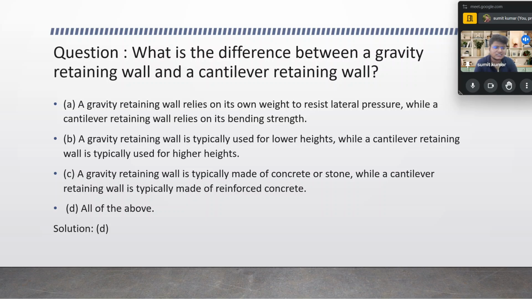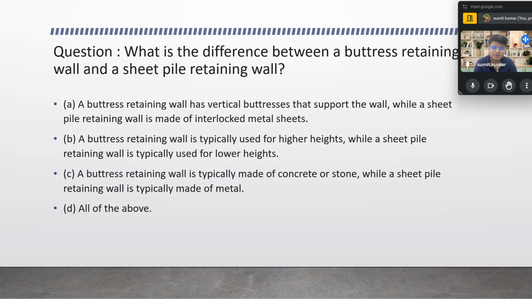So you can get the three points about gravity and cantilever retaining walls from here. Now we have the next problem, about the difference between the buttress retaining wall and the sheet pile retaining wall. The buttress retaining wall has vertical buttresses that support the wall, while the sheet pile retaining wall is made up of interlocked metal sheets. Okay, I think that is correct.